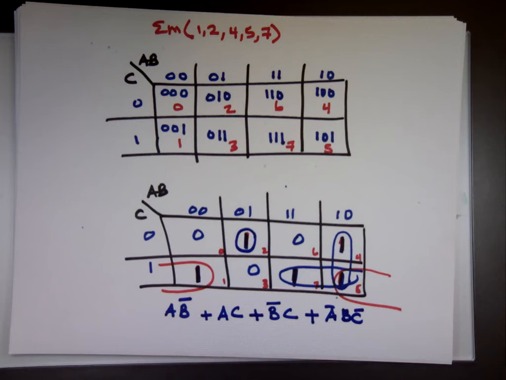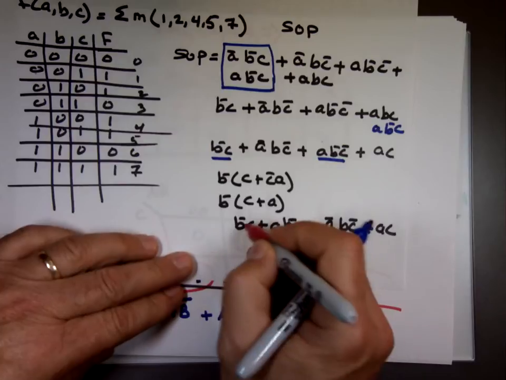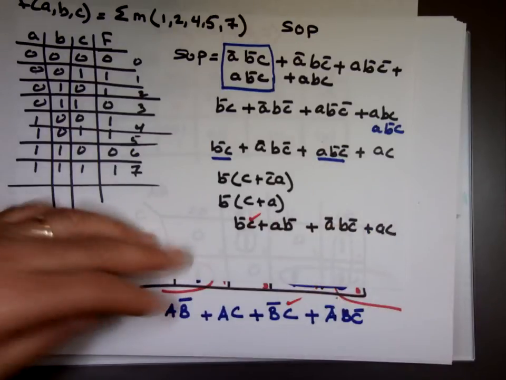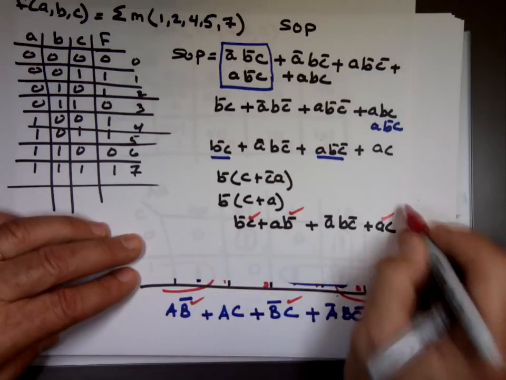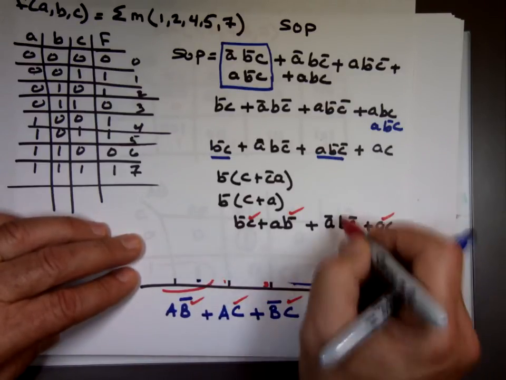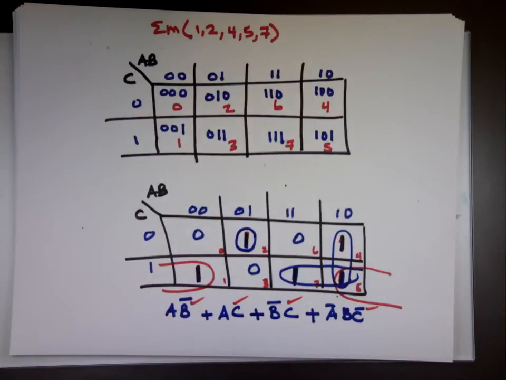Let's see if that's the answer we came up with. It is. Do we have B bar C right here? Do we have A B bar right here? Do we have A and C right here? And this and this. The same exact answer, a lot quicker. Normally it takes me about 30 seconds to simplify the problem with this method. Let's try another one.